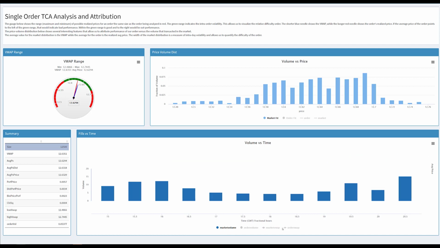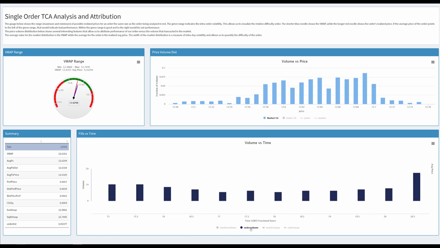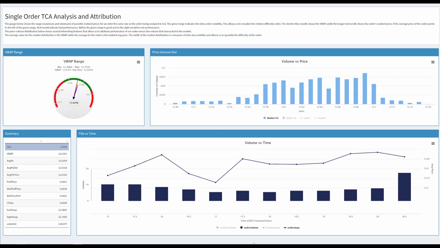In a completely analogous way, we can look at what happened with our order. Our order's average price will be the dot product of these two time series, and we can see how much volume occurred at each 30-minute bin during which the order was being worked, and what was the average price that we got for our order within each of those bins.